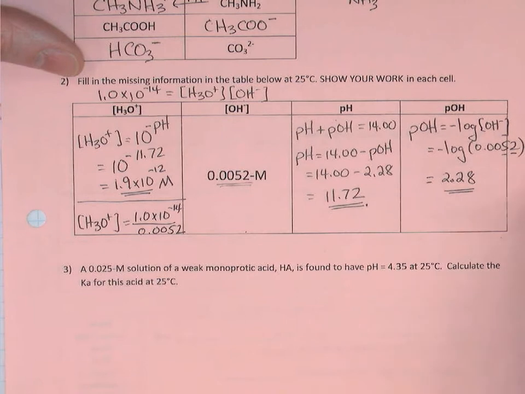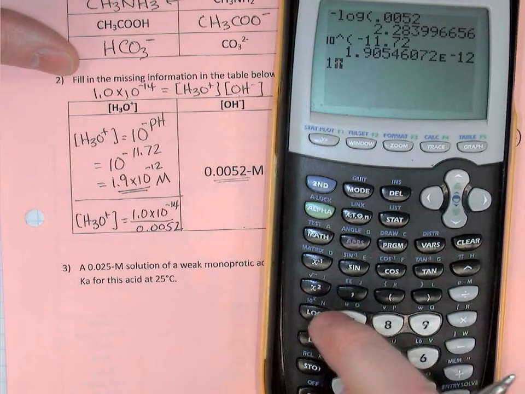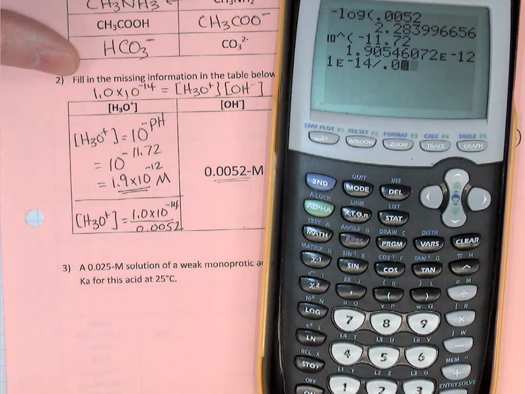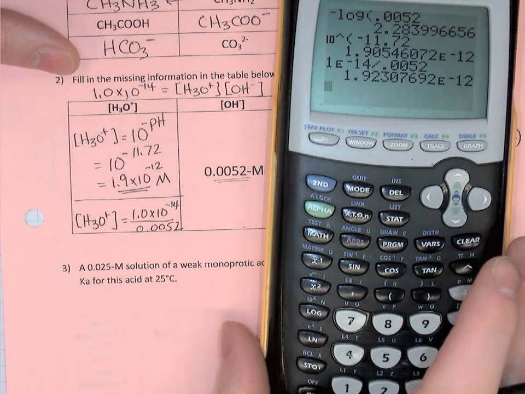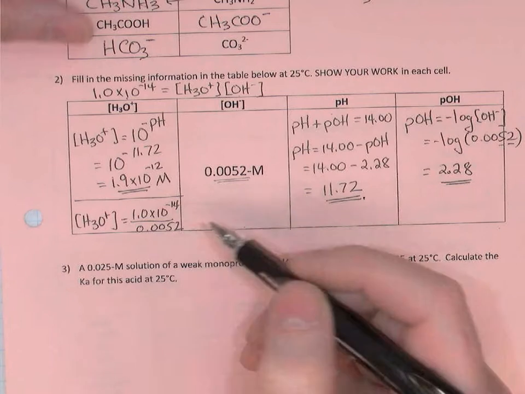0.0052, and we should get an answer pretty much the same. So 1 times 10 to the minus 14 divided by 0.0052 is 1.9 times 10 to the minus 12. So either method of calculating it will work.